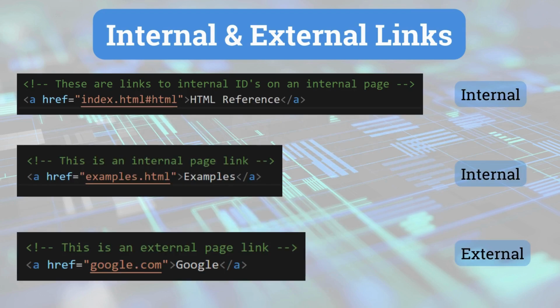So with internal and external links, we can see here the first internal one. It references our own page, index.html. Then the hash symbol means go to an area on that page, and the area is called HTML. On the next internal one, we can see we go to a separate page on our site, not the index page. This is also internal to our site. And on the final one, we can see an external link for google.com. We don't own google.com. That's an external site.